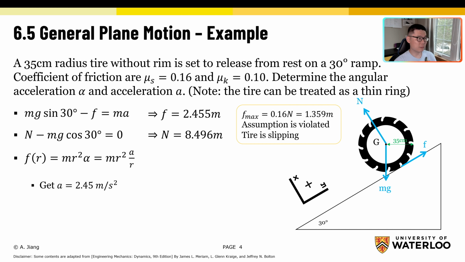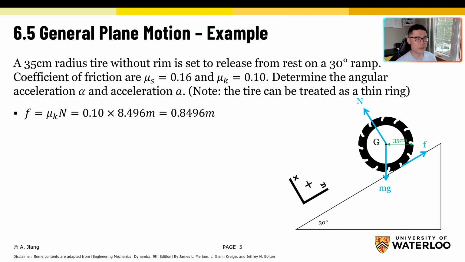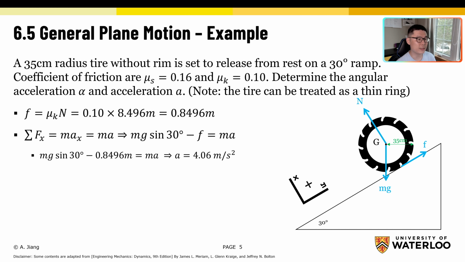It's not no-slip. If there's no slipping, then you can safely use the static friction. But there's slipping, so you have to use the kinetic friction coefficient. Therefore, we will use the kinetic friction coefficient in our calculations to get F equals 0.8496 m. And then sub this friction into the Fx equation to get the correct acceleration. a is 4.06 meters per second squared.